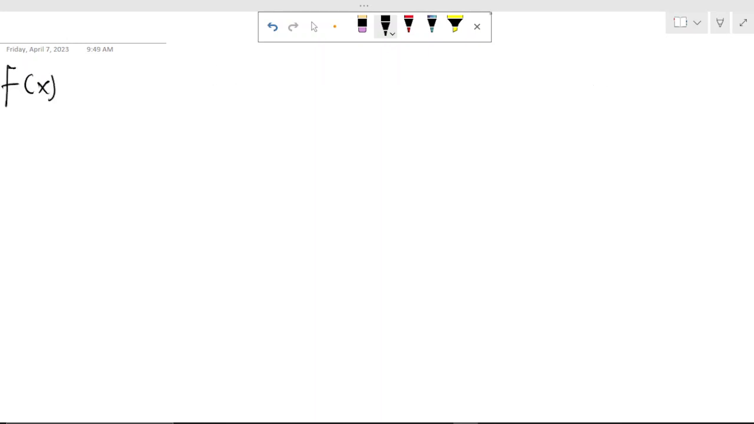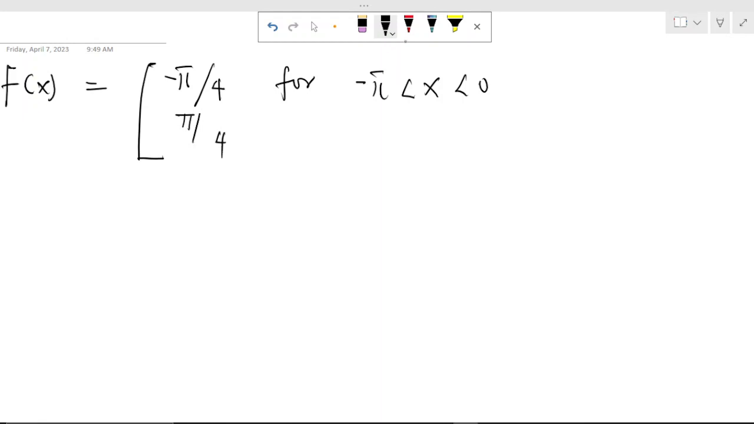Our f of x now is equal to a piecewise function where it has a value minus pi over 4 for minus pi less than x less than 0, and a value pi over 4 for 0 less than x less than pi. So how do we find the Fourier series for this kind of a function?